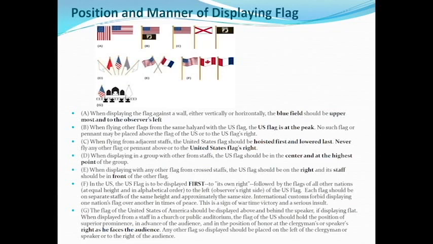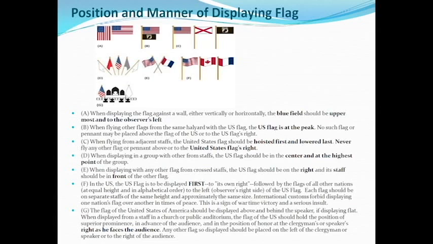Letter B. When flying other flags from the same halyard with the U.S. flag, the U.S. flag is at the peak. No such flag is placed above or to the U.S. flag's right. Letter C. When flying from adjacent staffs, the U.S. flag should be hoisted first and lowered last. Never fly any other flag above or to the U.S. flag's right.